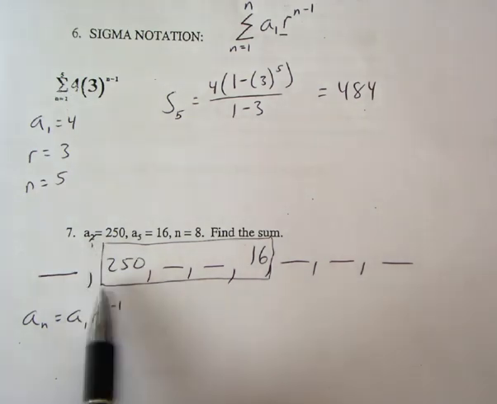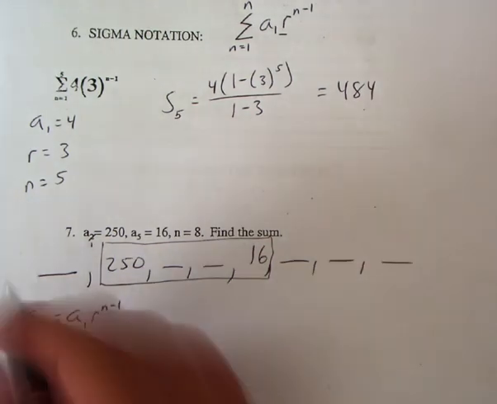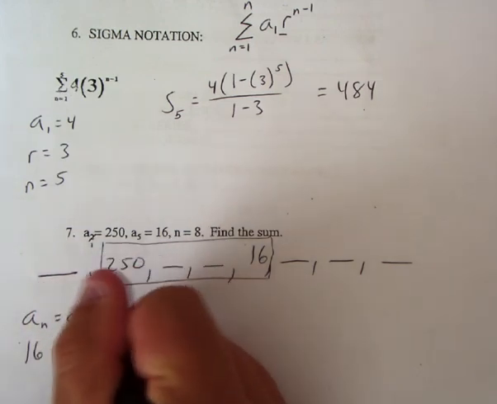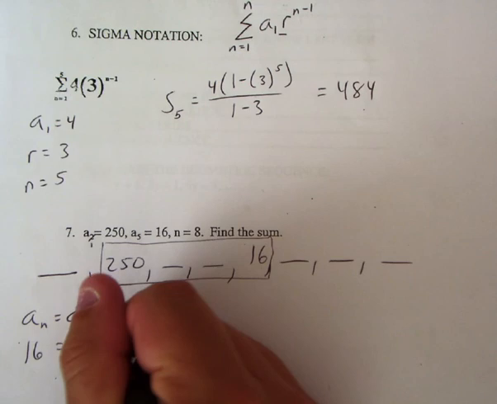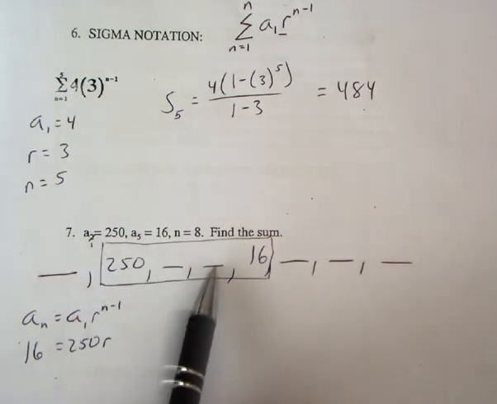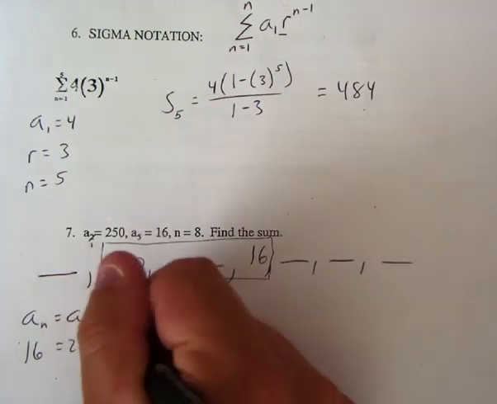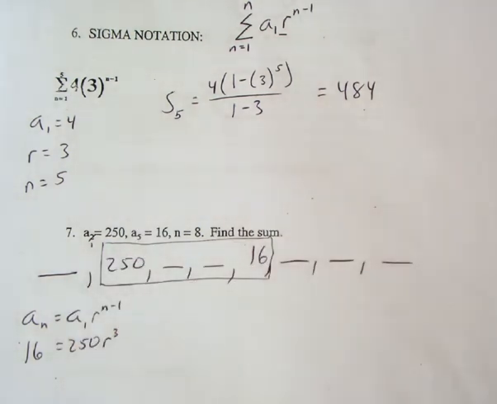In this little mini sequence, we know the last term is 16. We know the first term is 250. We don't know what r is, but in this little mini sequence, there are 4 terms. N is 4. So 4 minus 1 is 3. So we can use this information, and now we could solve for r.